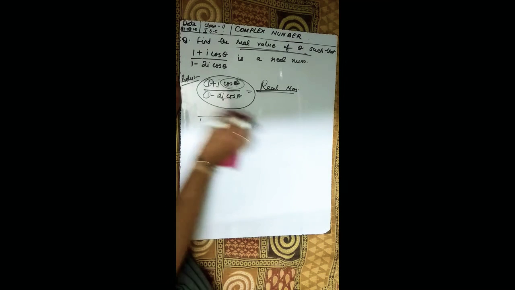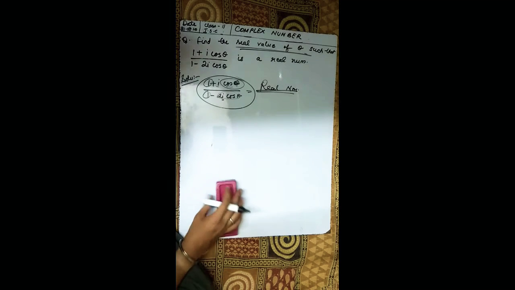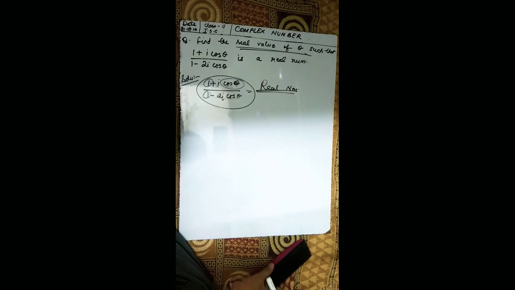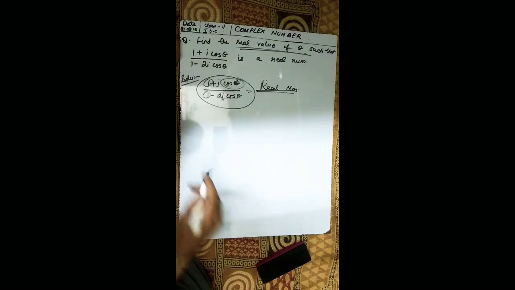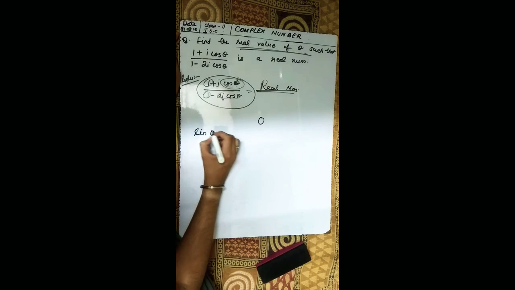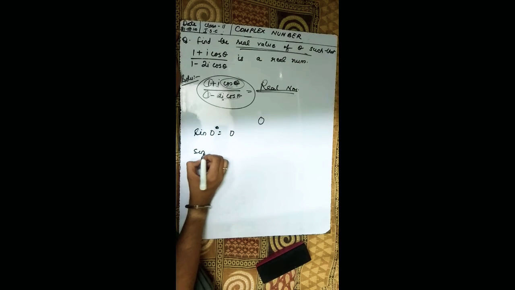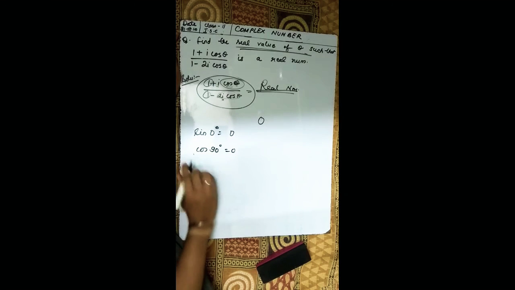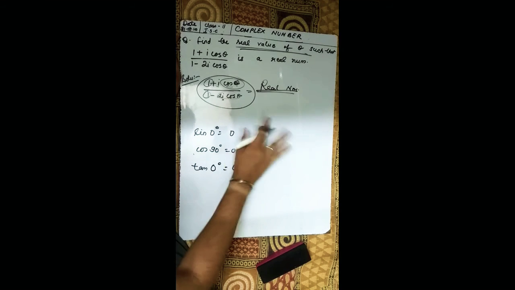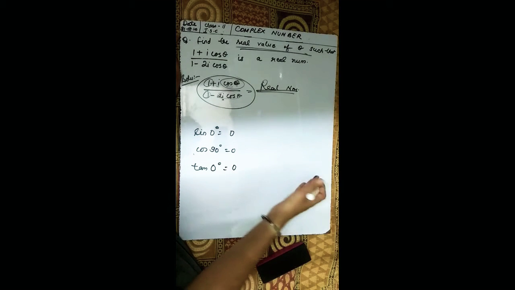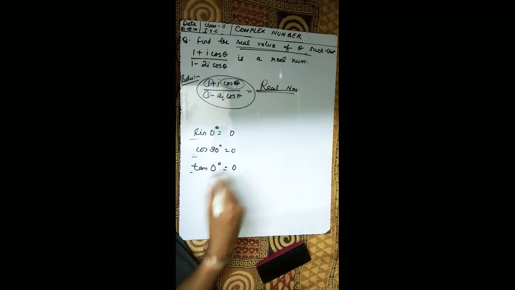So let me explain one very important concept of trigonometry. If we have not taken it in the trigonometric part, just try to understand here. If you are asked at what angles sine, cos, and tan will be 0: as we know, for sine 0 degrees we have 0, cos 90 degrees we have 0, and tan 0 degrees we have 0. Then at which angles are sine, cos, and tan 0?